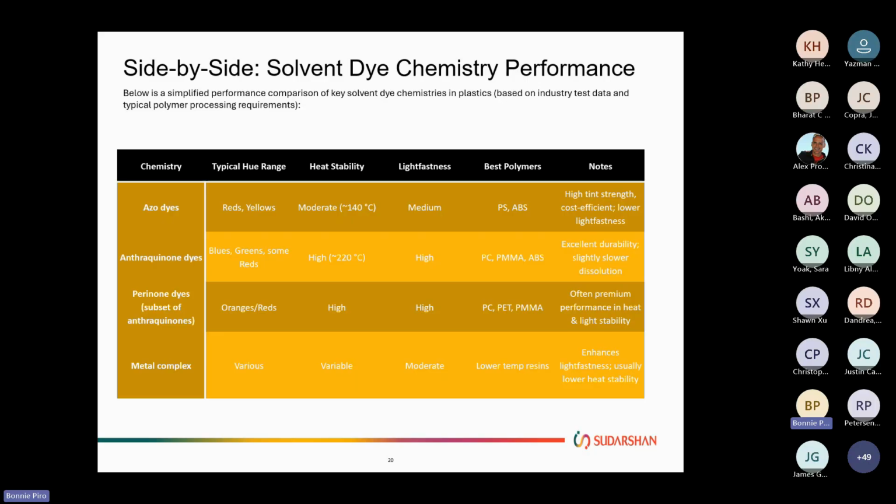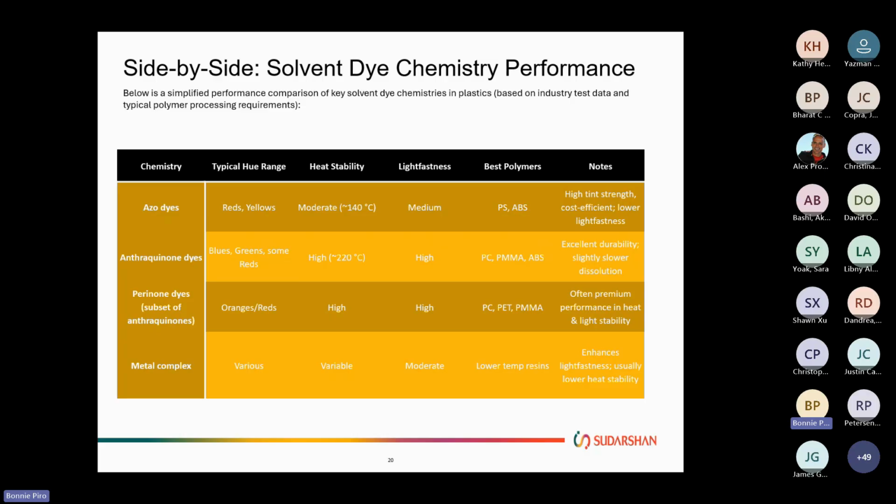Medium light fastness, but they do have some applicability in two key polymers as well. These are going to be a little bit more cost efficient than others, but the statement is you get what you pay for, so to speak. These are going to be a lower price, but they're also not going to give you the high performance properties that others will. Anthraquinone, again, we talked about the blues and the greens.